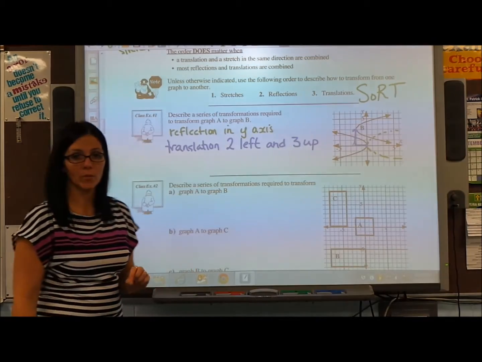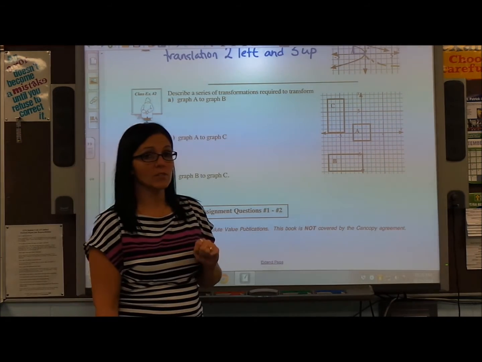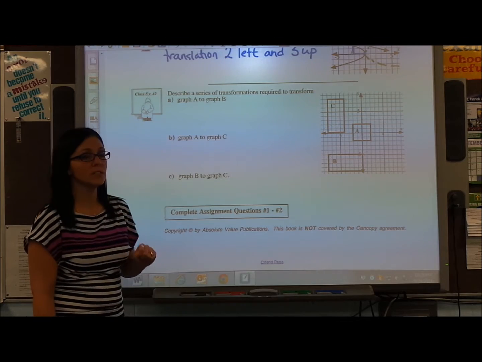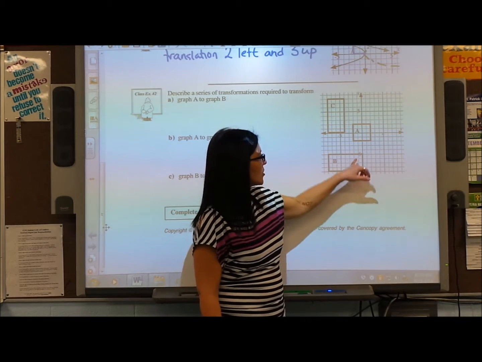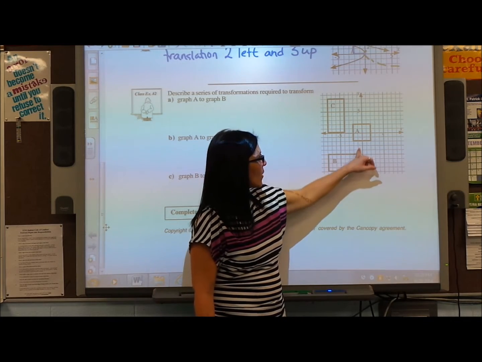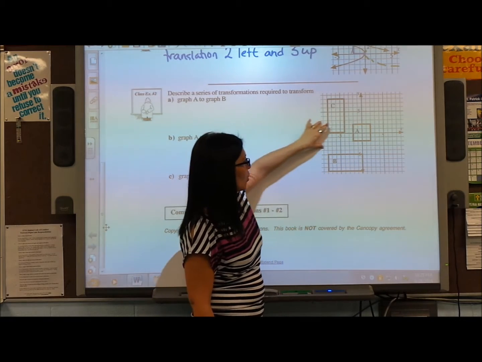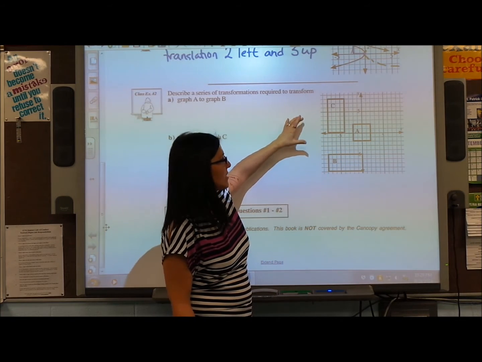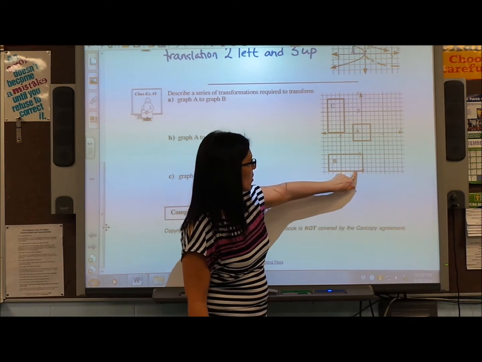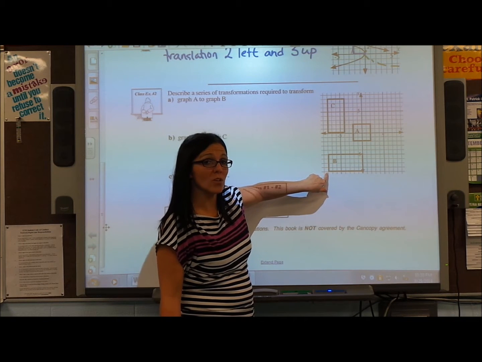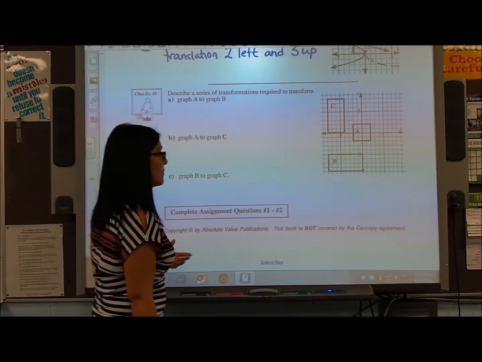And then class example number 2. Describe a series of transformations required to transform graph A to graph B. So if I look at graph A to graph B, I went from a square to a rectangle. How did I do that? Well, I pulled the rectangle out horizontally. I stretched it. What did I stretch it by? Well, it went from a length of 4 to a length of 8. So that's going to be a horizontal stretch by a factor of 4 times 2 gives me my 8.